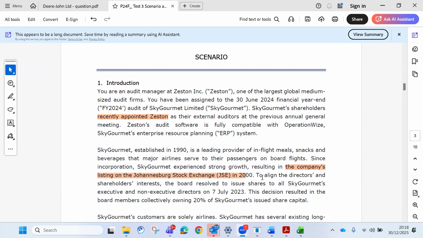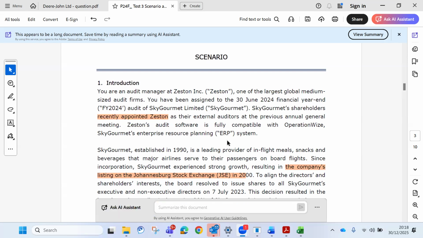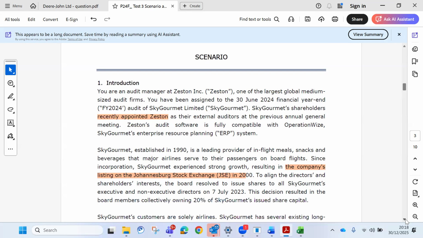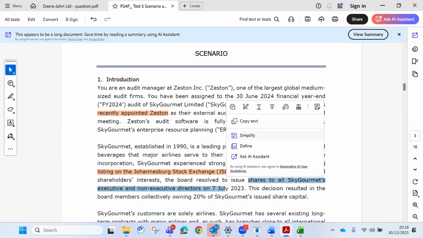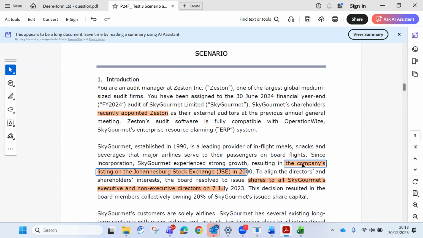To align the directors' and shareholders' interest, the board resolved to issue shares to all Sky Gourmet's executive and non-executive directors. This decision resulted in the board members collectively owning... would you not manipulate to increase your share price? Yes. So here you are to say there's an increased risk due to the management having shares. There's an incentive to manipulate this to increase your share price. If you're going to be awarded for something, it's an incentive. There's a gap, it's an opportunity.